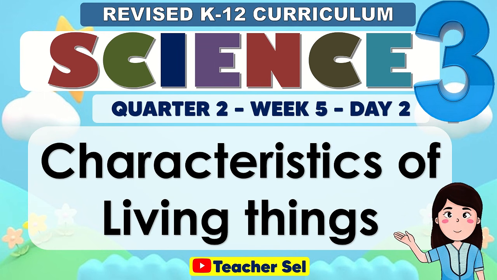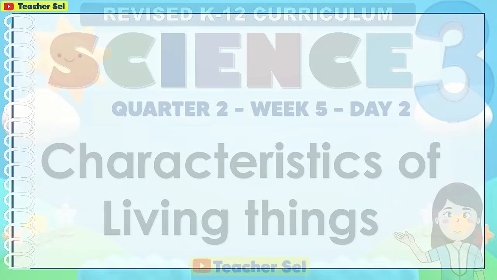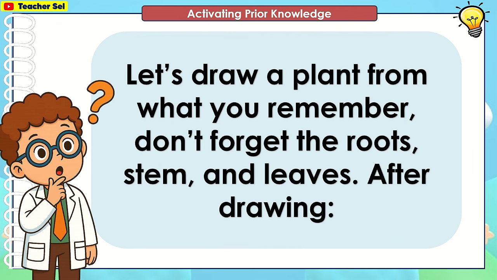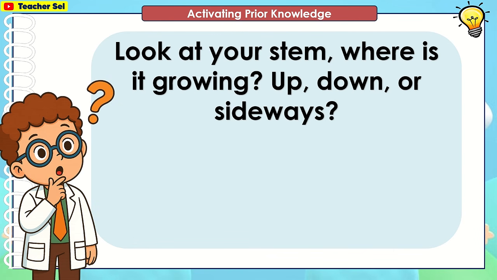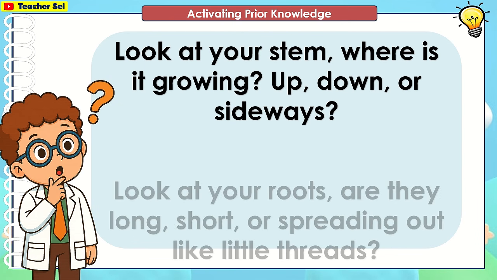For day 2. Let's draw a plant from what you remember. Don't forget the roots, stem, and leaves. After drawing, look at your stem. Where is it growing? Up, down, or sideways?